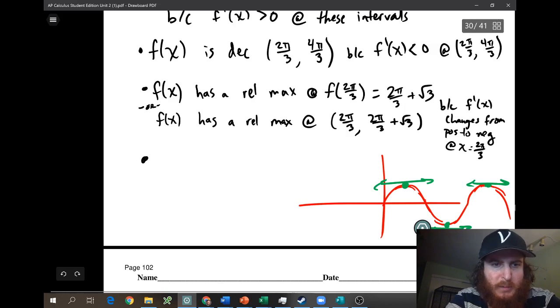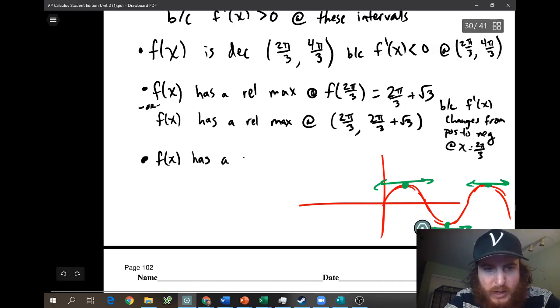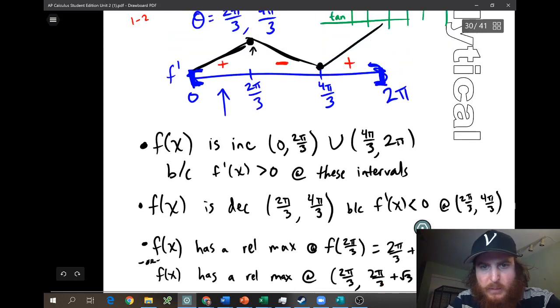Okay, and then for our minimums, I'm not going to write both ways. I'm just going to pick one. I'm going to use the bottom way. That's how I always write these. f of x has a relative minimum at, now this one was at 4 pi over 3, right? That's where we had the minimum.